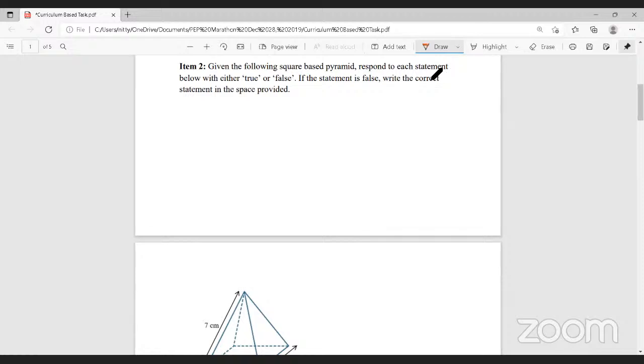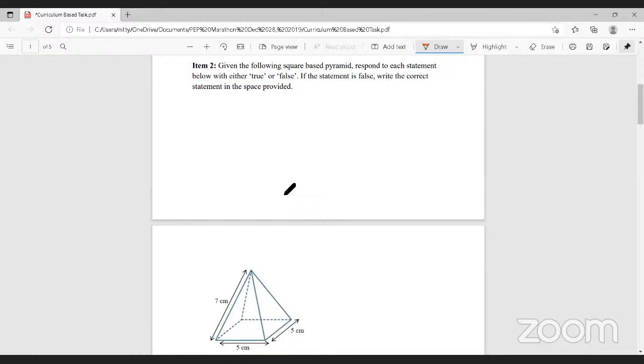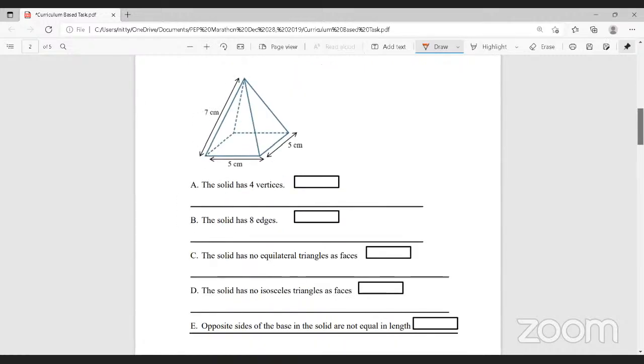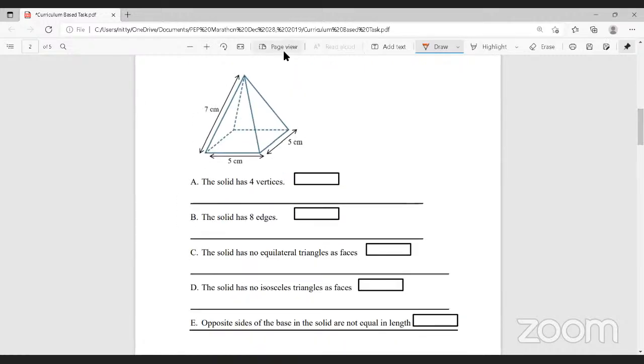All right. So here, item number 2 says, given the following square-based pyramid. I need to make this smaller so we can see the question and the pyramid at the same time. Given the following square-based pyramid, respond to each statement below with either true or false. If the statement is false, write the correct statement in the space provided. So we're going to look at this square-based pyramid, and we're going to mark the statements true or false. So let's go.